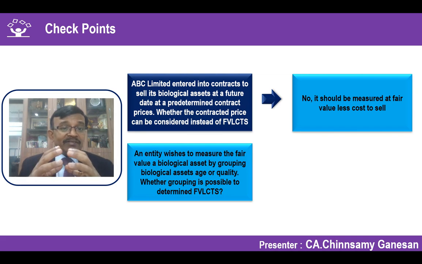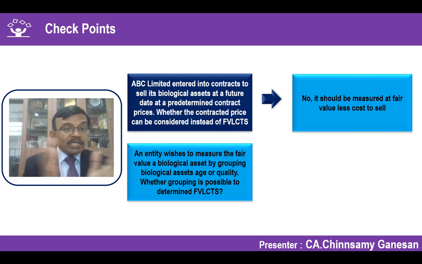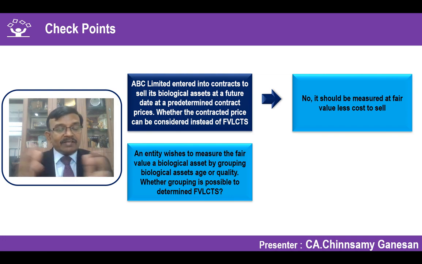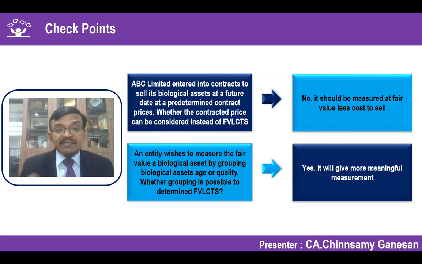Suppose an entity wanted to do the fair valuation not for individual biological assets, but by grouping the biological assets. Maybe, for example, they say that any plant which is 5 years of age, or any plant which produces a certain grade of agricultural produce, we want to group them. Others are in various categories, 10 years, 15 years. Is it possible, and can we determine for the group fair value less cost to sell? The standard, as a practical expedient, allows this to be done if it is a meaningful measurement.